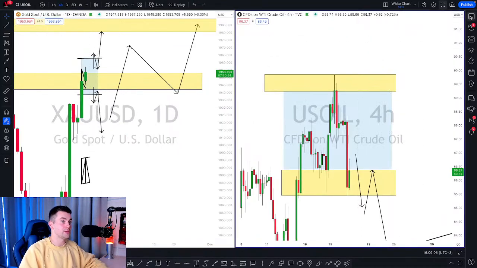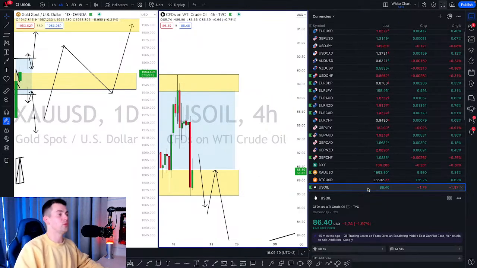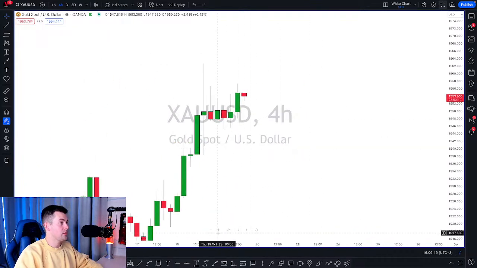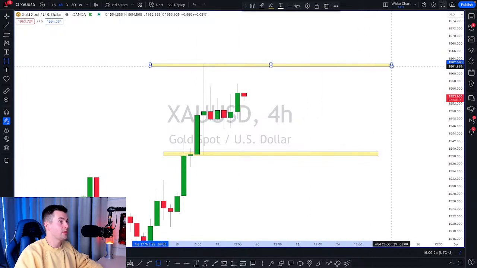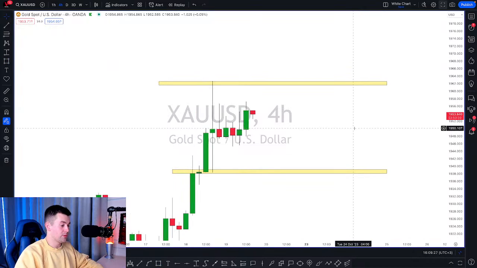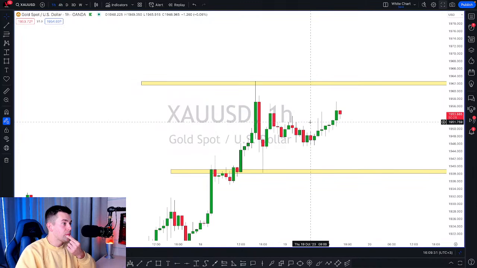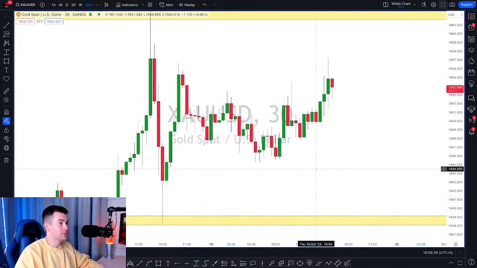Now let's check, as I promised, the minutes time frames. Let's open gold on a separate chart, on the naked chart, so you can see it better. The only thing that I want to keep on the chart is the lower boundary of the mother's bar and the upper boundary of the mother's bar. And that's it. Let's check what we have on the 30 minutes time frame.